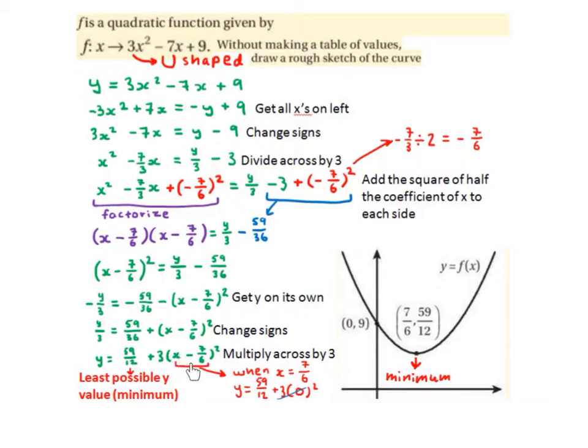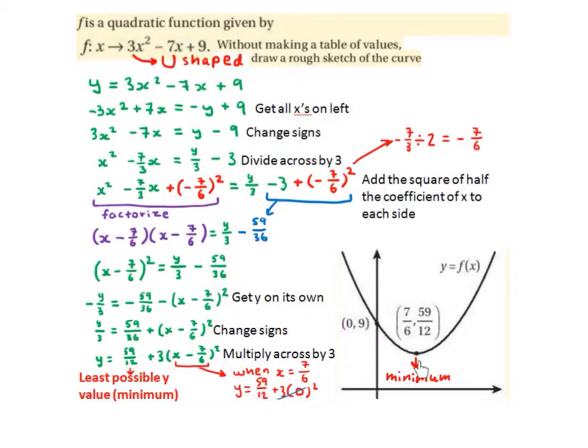And since we have something minus 7 over 6, in order to make what's inside the bracket 0, this needs to be positive 7 over 6. So if we let x equal 7 over 6, we have 7 over 6 minus 7 over 6, which is 0. And that would be 0 squared, which would still be 0. And it would be multiplied by 3, which would still give us 0. So when x is equal to 7 over 6, we'd actually have y equals 59 over 12 plus 3 times 0 squared, which would just cancel out, leaving us with 59 over 12.